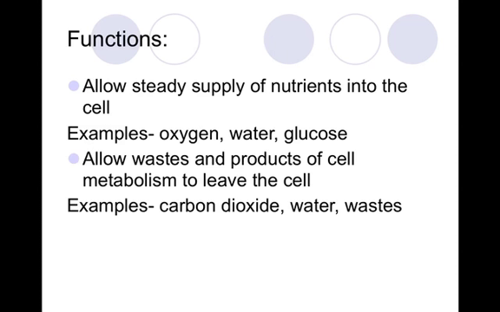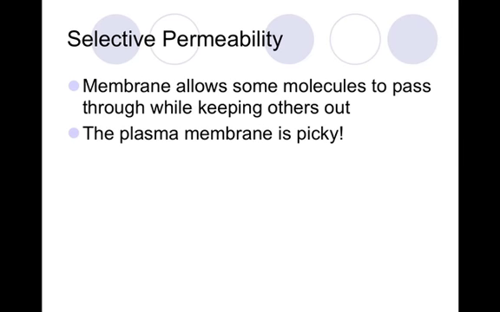The function of the plasma membrane is to allow nutrients into the cell, things that it needs to undergo its daily functions, such as water, glucose, and oxygen. And it allows waste and products of cell metabolism to leave. So it brings in what it needs and lets out what it doesn't need, or the waste. The thing about the membrane is that it is selectively permeable, and that means that it's picky about what it lets in. It's only going to let certain things in. Some things will be allowed to come in, some things won't.